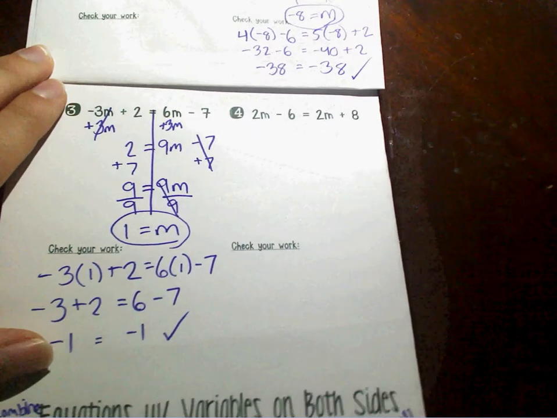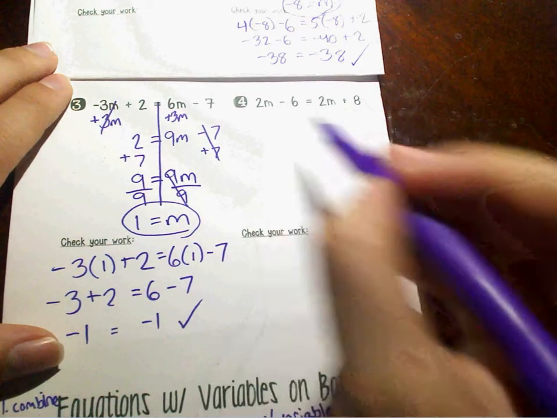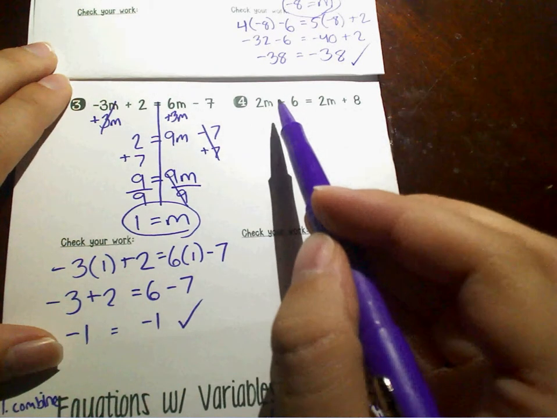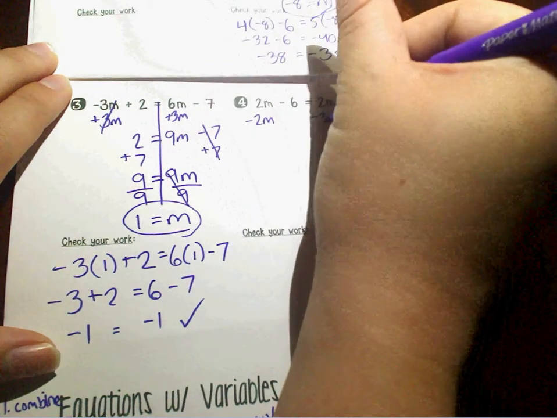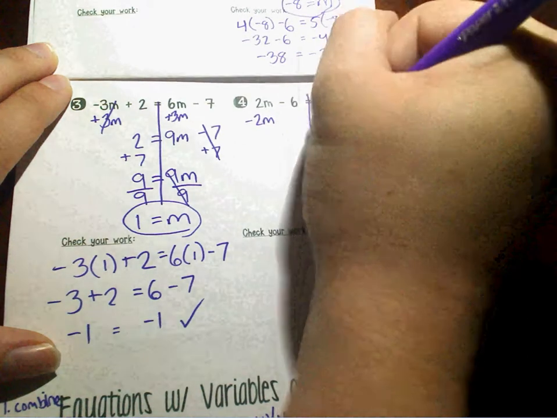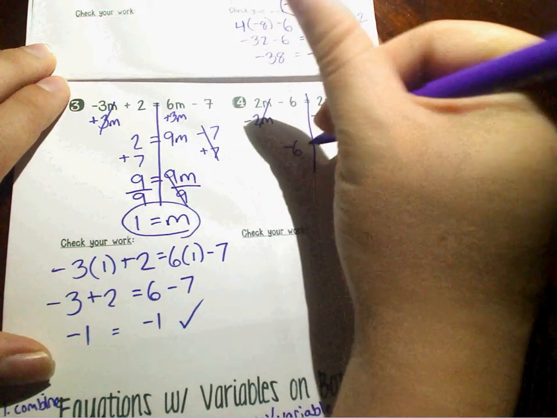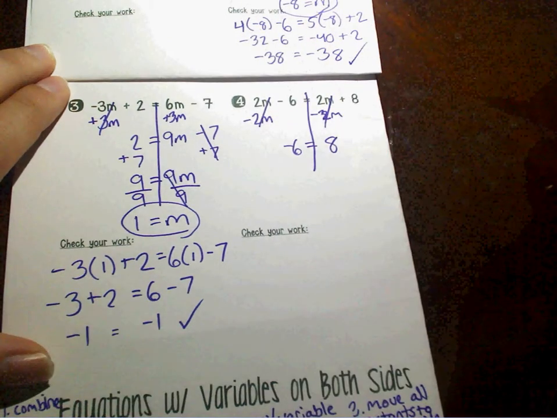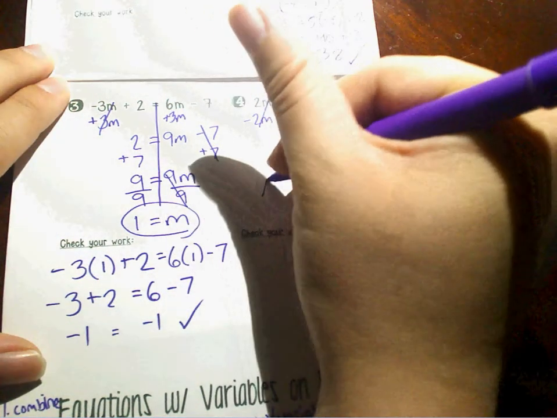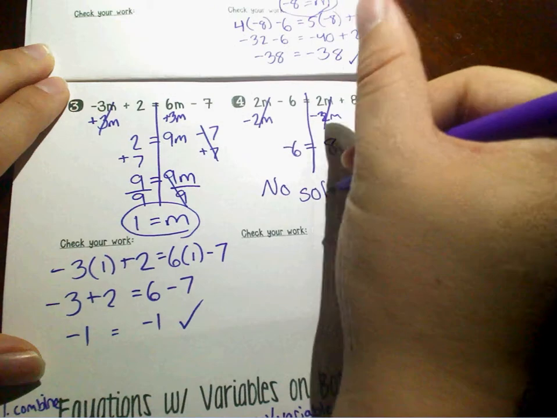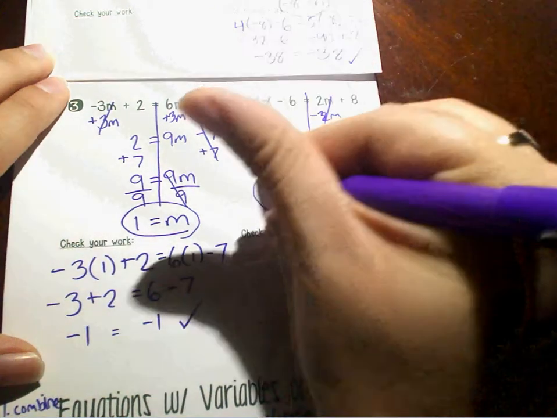This last one, same sort of thing. We don't have any like terms, so we'll go straight to moving the variable to one side. Again, there's a 2m and a 2m, so it doesn't matter which one we move. Now, when we subtract 2m from both sides, they give us another weird one like this. These will both cancel. So what we're left with is negative 6 on one side and 8 on the other side. Now, this will never happen. Negative 6 can never equal 8. So when we see something like this, it ends up being a problem that has no solution. And that happens sometimes. That's our answer: no solution. There's no answer.